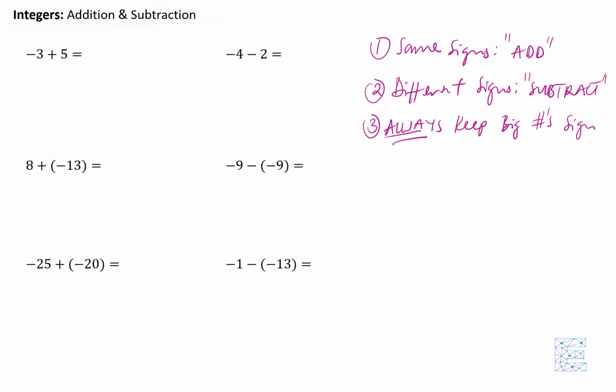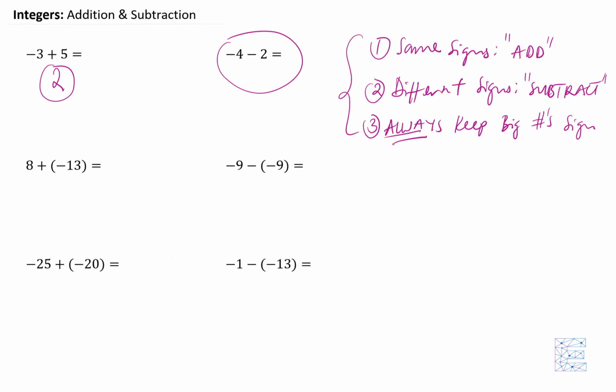So let's try and put these 3 rules into practice. Question number 1 is -3 plus 5. So going by our rules, we are saying that when the signs are the same, we should add. Well, when you look at the signs here and here, we see that they are different. That means we will be using rule 2. And when you're subtracting, you subtract like you normally would. So 5 take away 3 would be simply a 2. And the third rule tells us to always keep the sign of the bigger number.